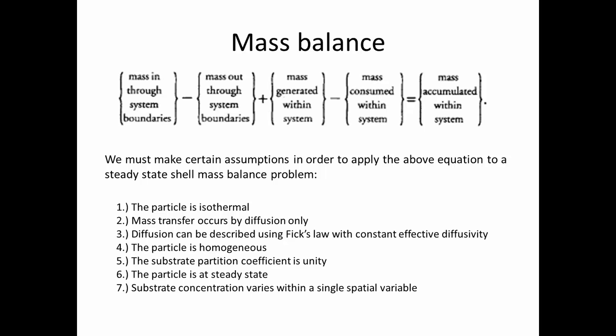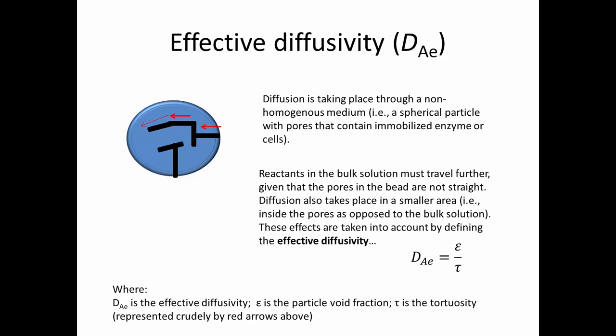And the particle is at steady state. So for a lot of this stuff, we are assuming steady state. It's in the name, steady state shell mass balance. So we're assuming that the particle is at steady state. Then the substrate concentration varies within a single spatial variable here, which makes the whole thing work to begin with. It's something we kind of tacitly assume usually here. So let's first talk about effective diffusivity again. Diffusion is taking place through a non-homogeneous medium, and I told you to assume that it is homogeneous, and that is true. We are assuming that.